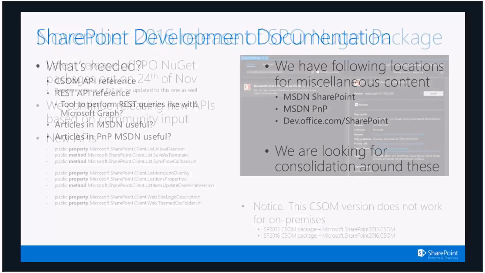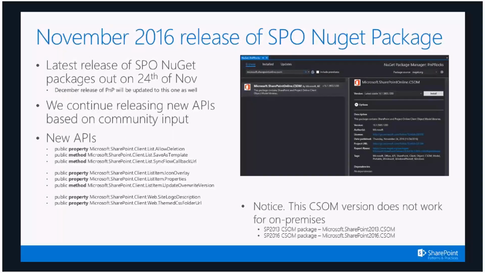Now, some other stuff which we wanted to quickly go through. The November 2016 release of the SharePoint Online NuGet packages is out. This came out last Thursday, and I do know that if you are living in the US, it's unfair that we released this on Thursday, but it was a normal business day in Europe. Thursday was Thanksgiving Day, the Turkey Liberation Day. I don't know what Thanksgiving is for, but anyway. It went live on the 24th of November, and it has some good new APIs.